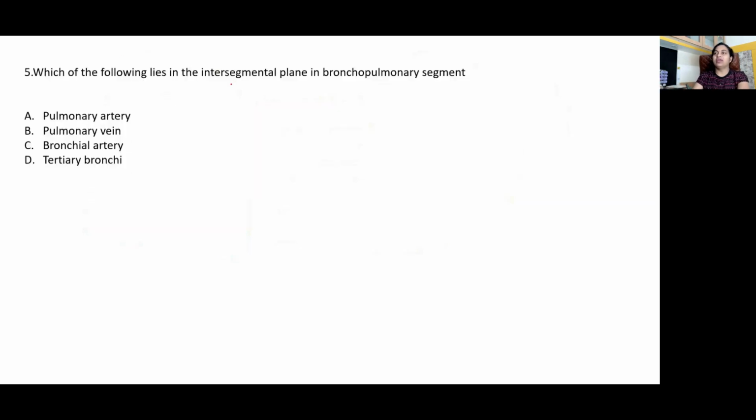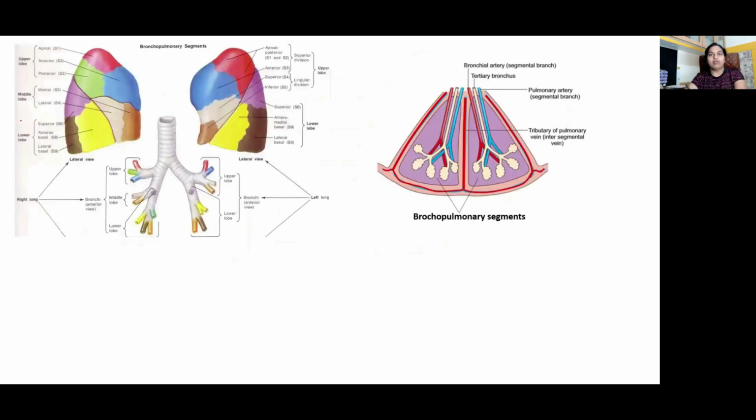Which of the following lies in the intersegmental plane in bronchopulmonary segment? Bronchopulmonary segment is a very important question. You should definitely know. Yes. So what is bronchopulmonary segment? The area of the lung that is aerated by one single tertiary bronchus.